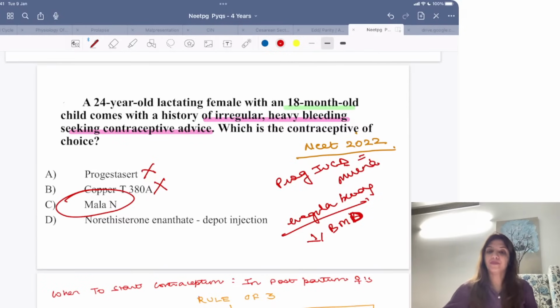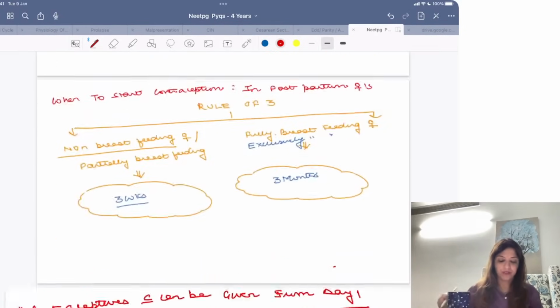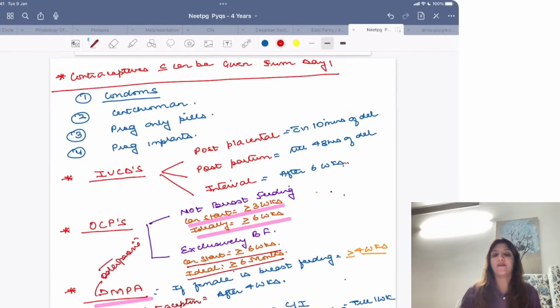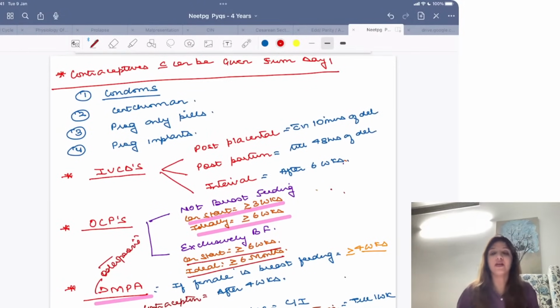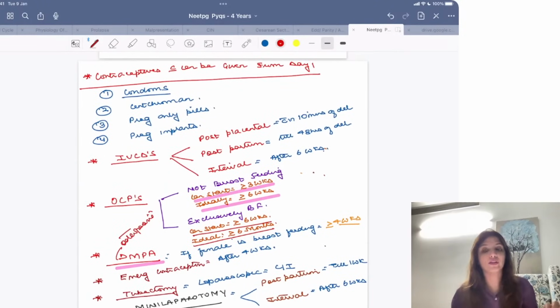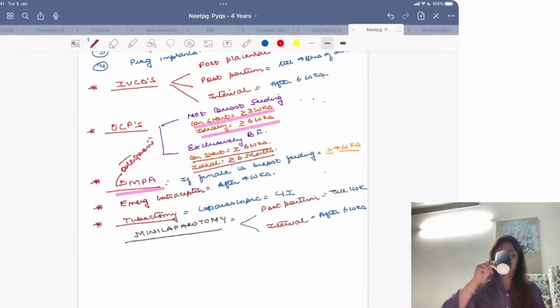Clear to all of you? Yes? Now quickly just go through this. In the PDF I have given you, I have written which contraceptive can be started from what time after delivery. This is a very, very important chart. I have made a summary over here and I have posted it on the Telegram group. So go through this. This is very important for all of you.